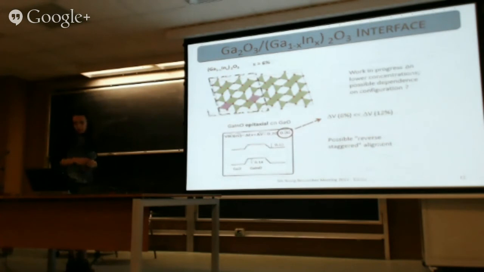In the interface with gallium oxide doped with 6% of indium, we have a potential very lower than the interface before, but there is a reverse staggered alignment in comparison with the other previous one.